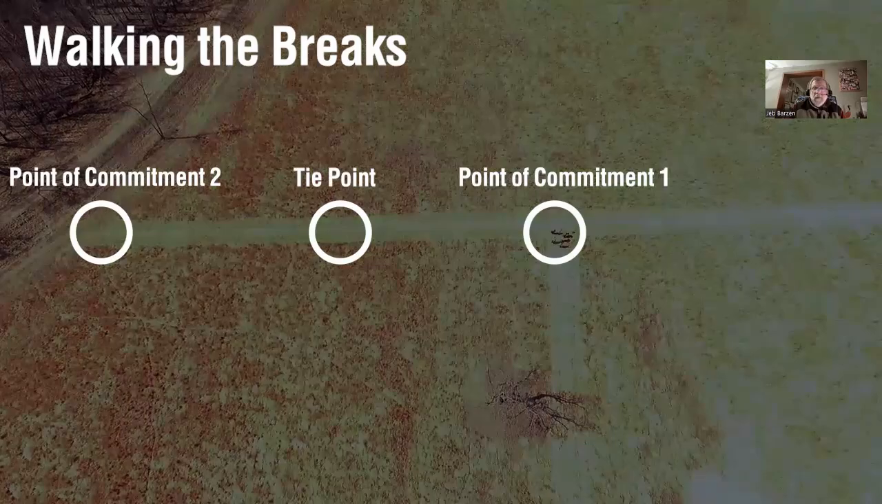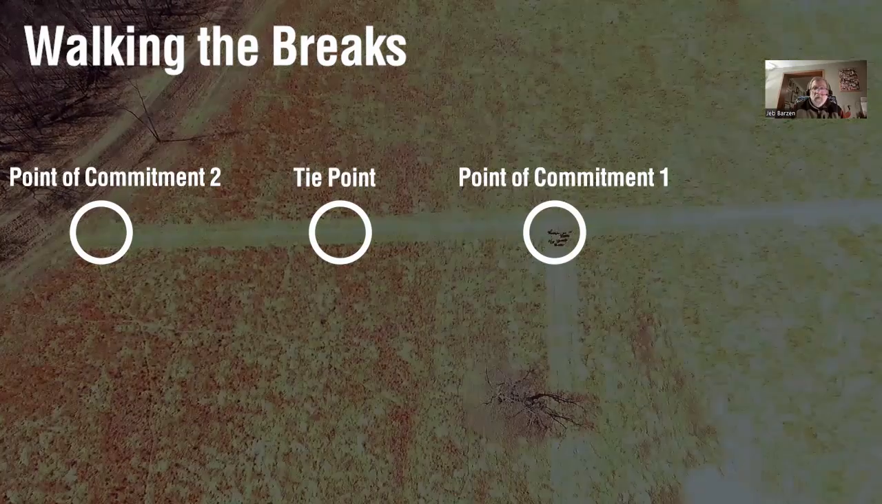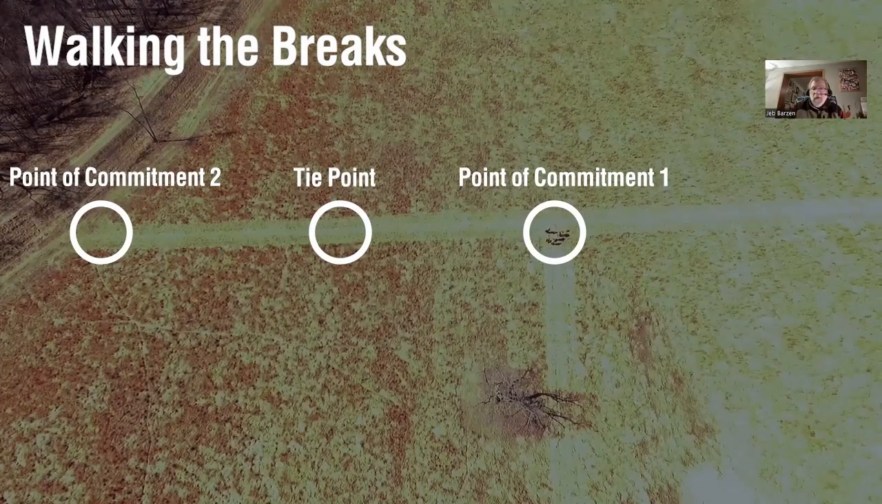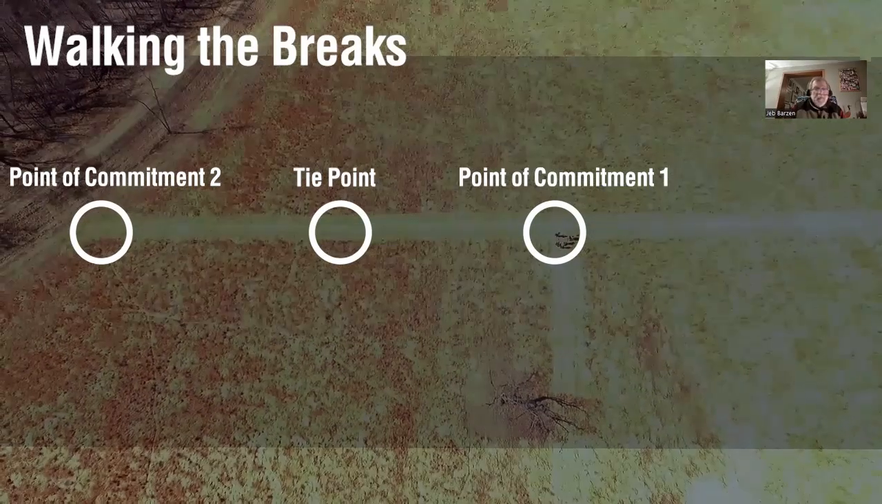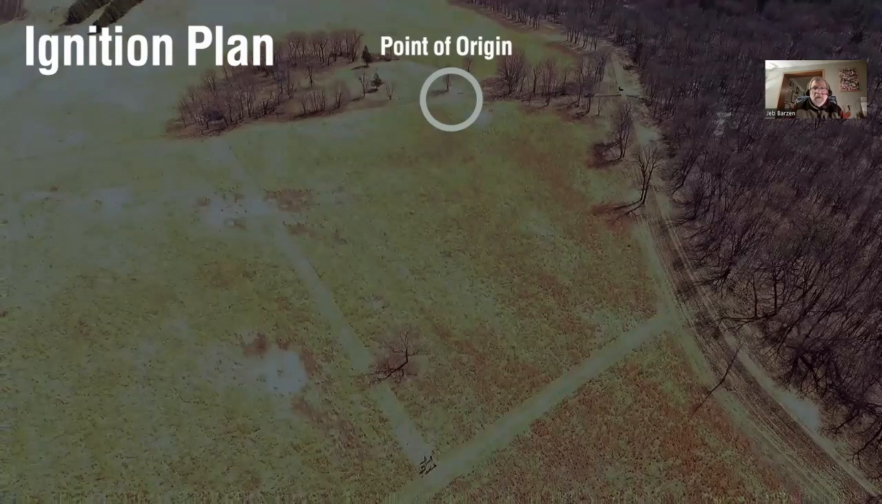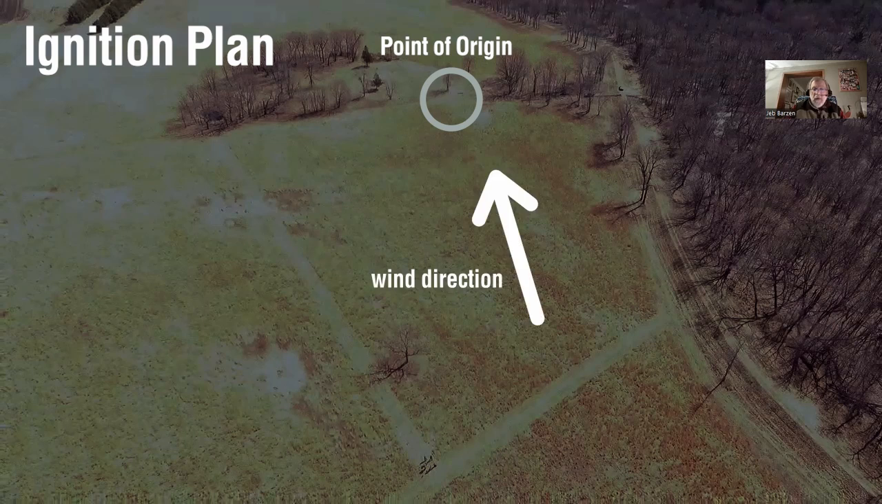So now we have illustrated the point of commitment. The point of commitment 1 is just where we're standing now. The other line will have a point of commitment, and that's point of commitment number 2. And so those 2 places are where we're going to be. You're seeing where the point of origin is, what the planned wind direction is, where the tie point is, which is at the point farthest upwind, and then the 2 points of commitment.